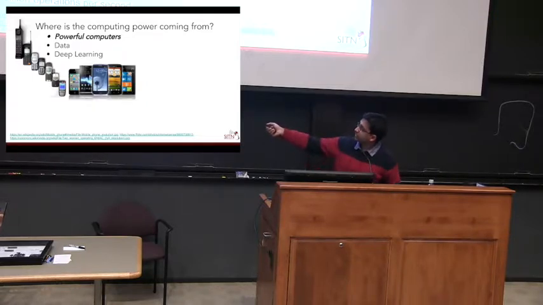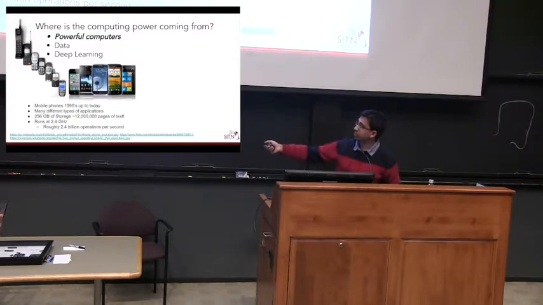From 1990 up until today, we've seen phones become much, much more powerful. Today our phones can have up to 256 gigabytes of storage. That corresponds to about 12 million pages of text, so if you had books, that'd be 12 million pages of books. These phones run at 2.4 gigahertz. You can think about that as doing 2.4 billion operations, or adds and multiplies, in a given second.